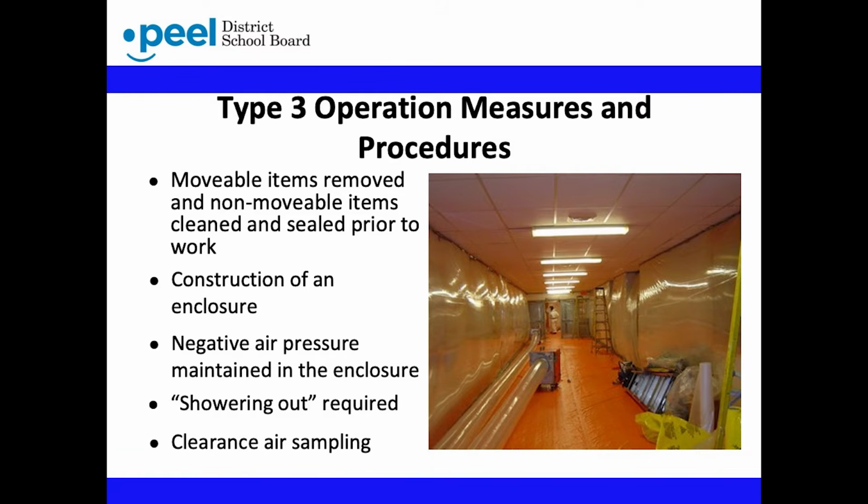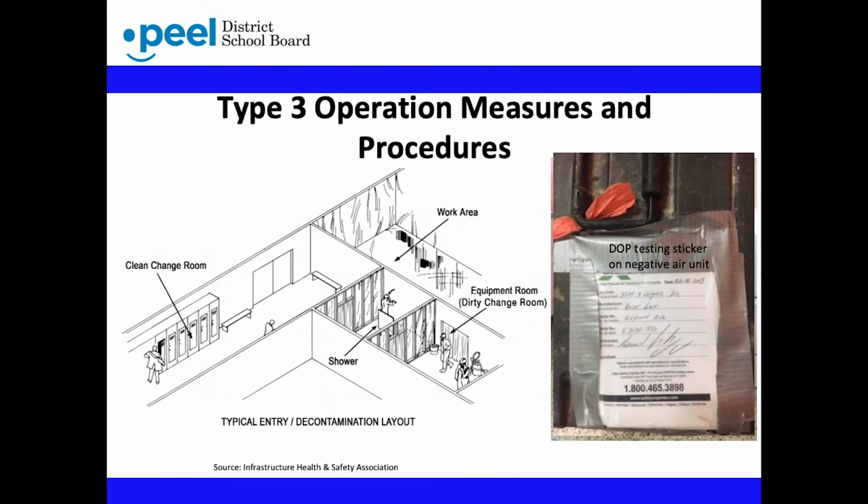Decontamination procedures, also known as showering out, must be in place and followed by all workers when entering and exiting the work area. Decontamination procedures must be followed with Type 3 procedures every time workers enter or exit the work area. Clean and dirty change rooms are separated by a shower area, where workers can clean themselves before entering the clean area.